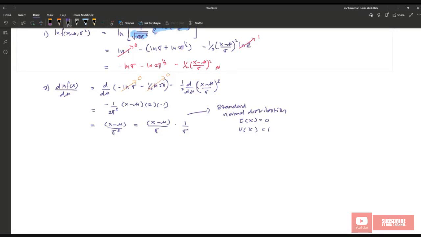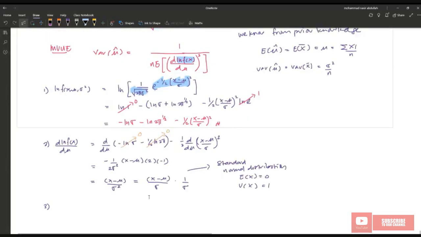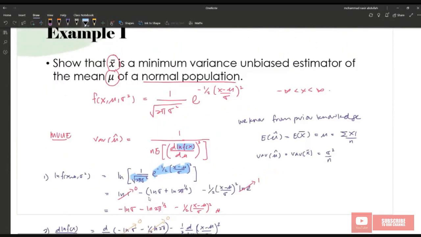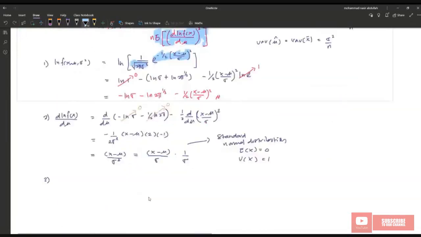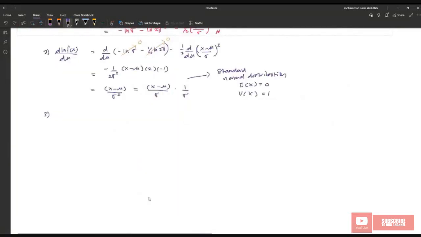Right. So the third step is, by looking at the formula of minimum variance of estimator, we will take the square of the derivative and take the expectation. This is the derivative. The square of derivative is 1 over sigma squared multiplied with expected of x minus mu divided by sigma, squared.